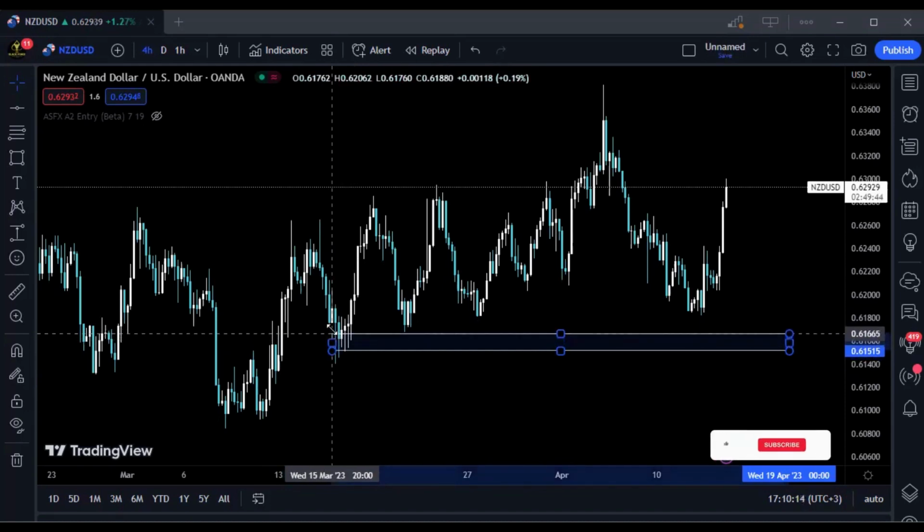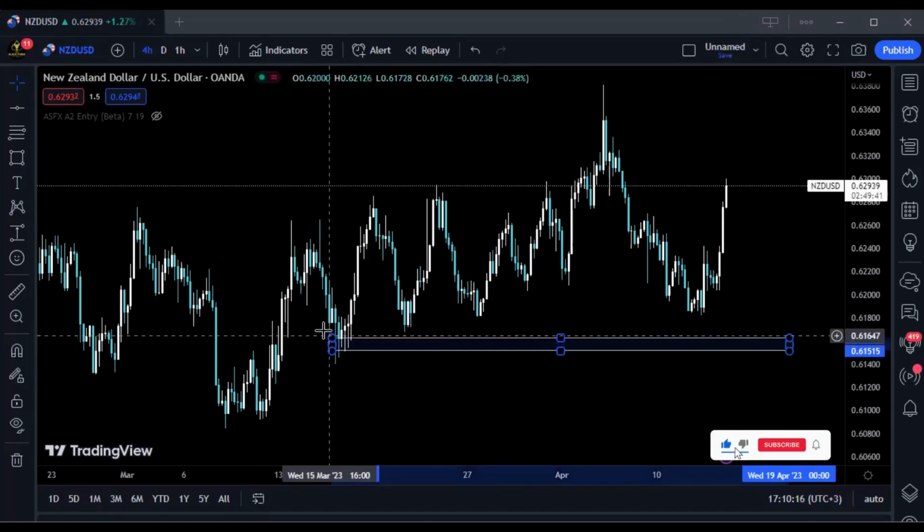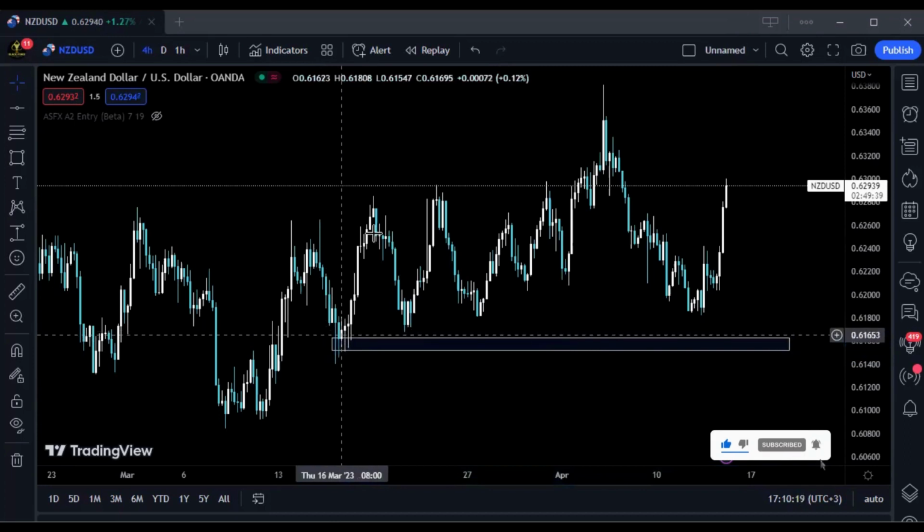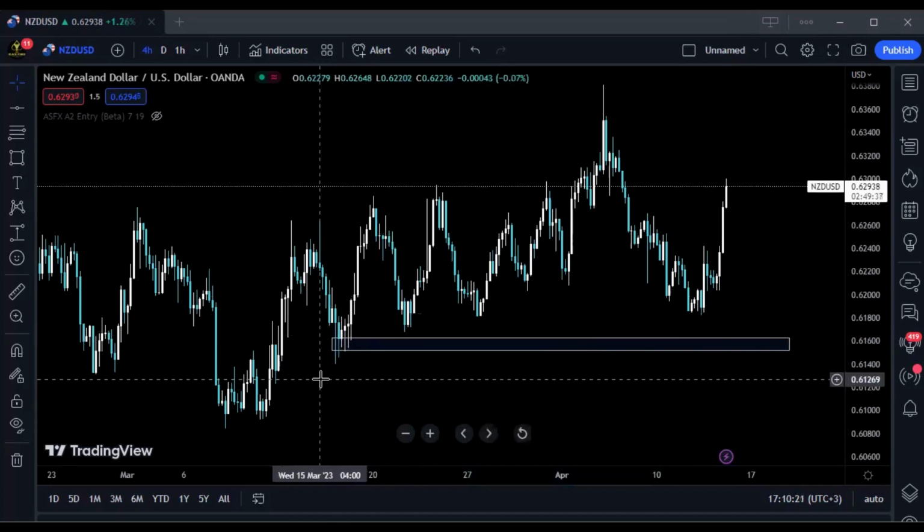Because if you cover the body, it means you've also covered a place where prices are not strong enough to be rejected off the zone. You have also included parts in which they are not strong enough. There's no strong enough reaction to be rejected off.